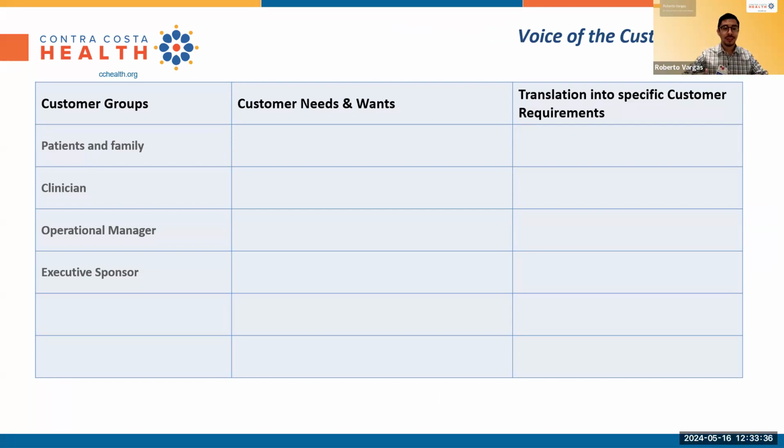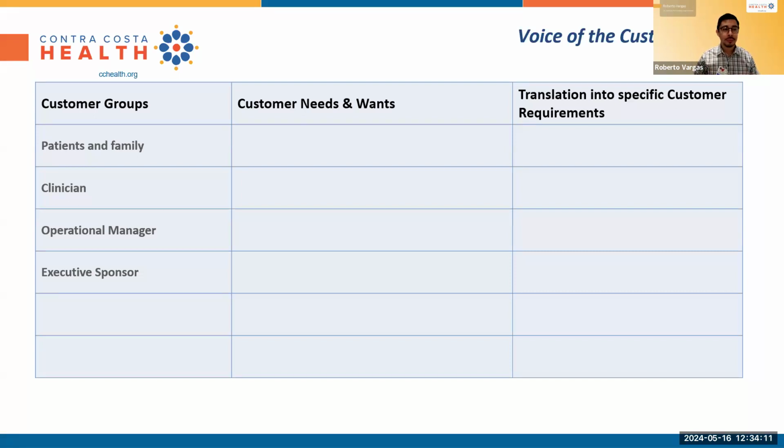But more likely than not, you can also get other people contributing towards this by doing those interviews. And we heard that from the human-centered design. You're asking various people who are impacted by this problem or this area of improvement. It may be patients and family. It may be a clinician of some sort. It may be the operational manager over the area. And it could very well be the executive sponsor. We classify them also as stakeholders.